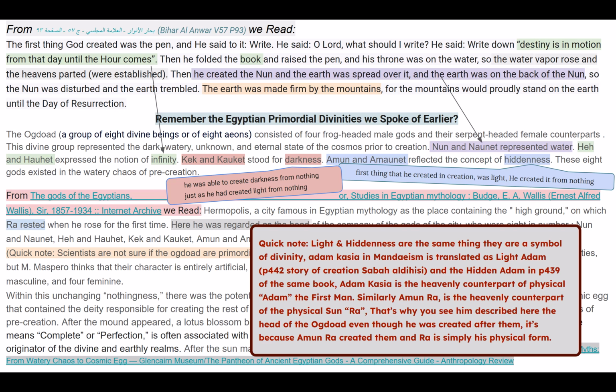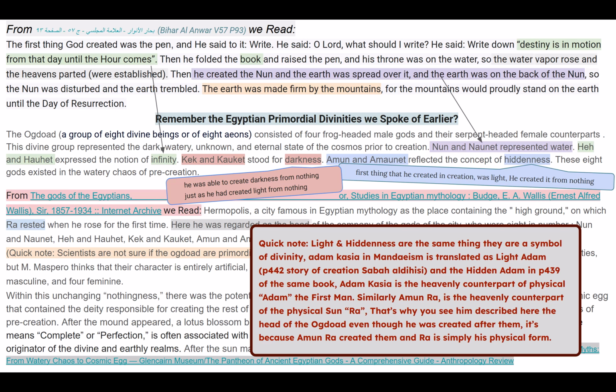Adam Kasya in Mandaism is translated as light Adam. That's page 42, Story of Creation, Sabah Hadisi. And the hidden Adam in page 439 of the same book. Adam Kasya is the heavenly counterpart of the physical Adam, the first man. See that? So it's used interchangeably. You know, the Mandaeans sometimes say the light Adam, they sometimes say the hidden Adam. It's the same meaning. And it's a symbol of divinity, as I have said.